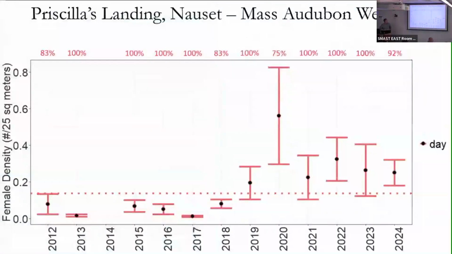This is Priscilla's Landing in Nauset. The last several years have been above the time series median. Nice little increasing trend.